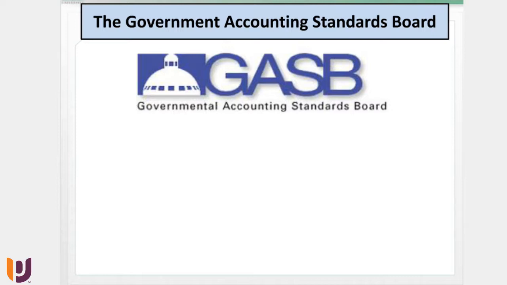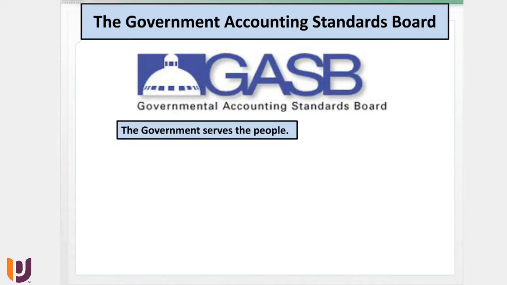Government entities follow generally accepted government accounting standards established by the Government Accounting Standards Board. The Government Accounting Standards Board is similar to the Financial Accounting Standards Board. Although much is similar to generally accepted accounting principles, there are differences. Here are some basic principles that influence how we account in government.